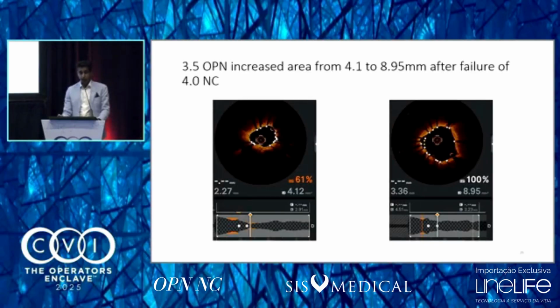They used a 3.5 OPN, so undersized it. And the area went from 4 millimeters squared to almost 9. And so really, despite NCs and IVL, the OPN NC was essential in this case, and I think really every cath lab should have it on their shelf.